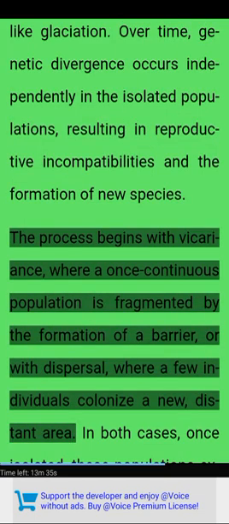The process begins with vicariance, where a once continuous population is fragmented by the formation of a barrier, or with dispersal, where a few individuals colonize a new, distant area.